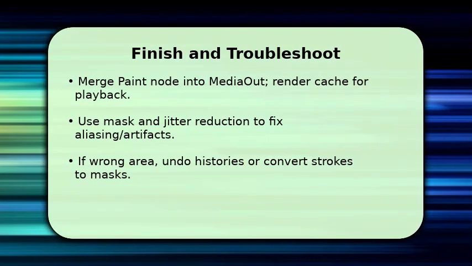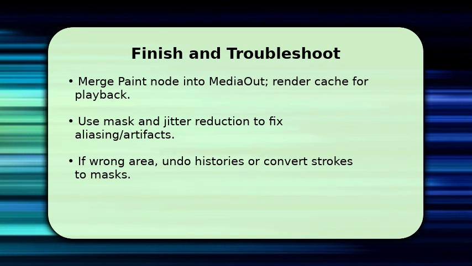To finish, merge the paint node into Media Out and Preview in the timeline. Enable Render Cache for smooth playback if the composite is heavy. If you see aliasing or unexpected seams, add a small blur or jitter reduction and refine the mask edge.